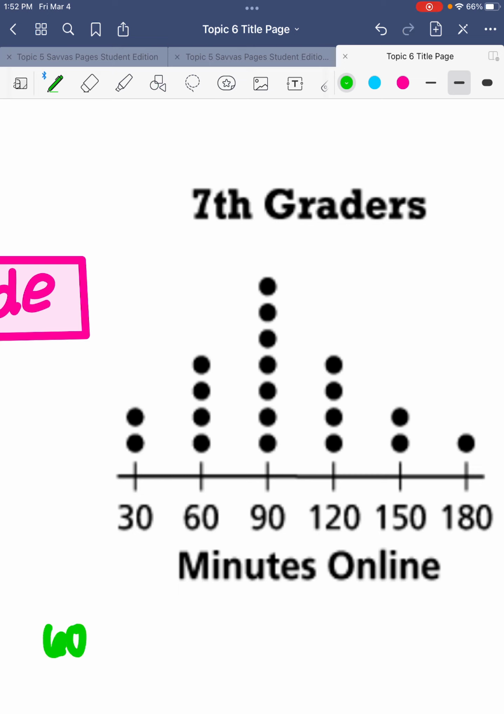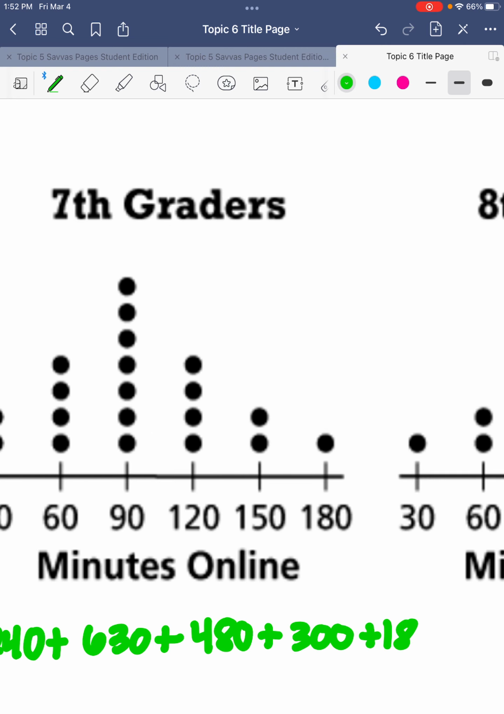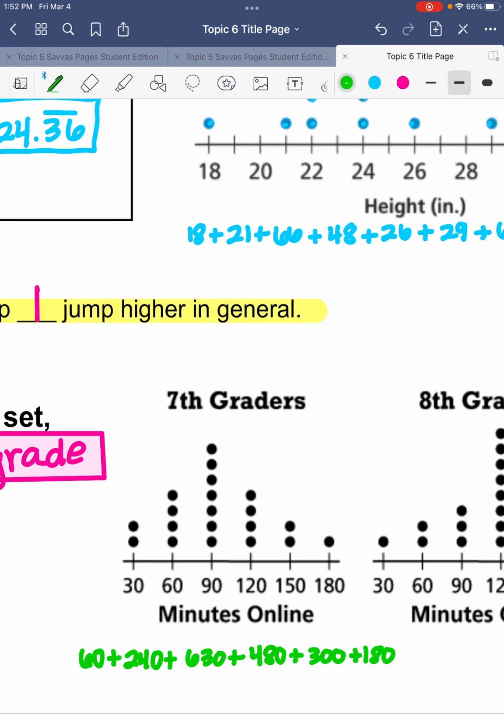30 times 2 is 60. 60 times 4 is 240. 90 times 7 is 630. 120 times 4 is 480. 150 times 2 is 300. And then I have 180. Okay, so that's what I need to add up together: 60 plus 240 plus 630 plus 480 plus 300 plus 180.